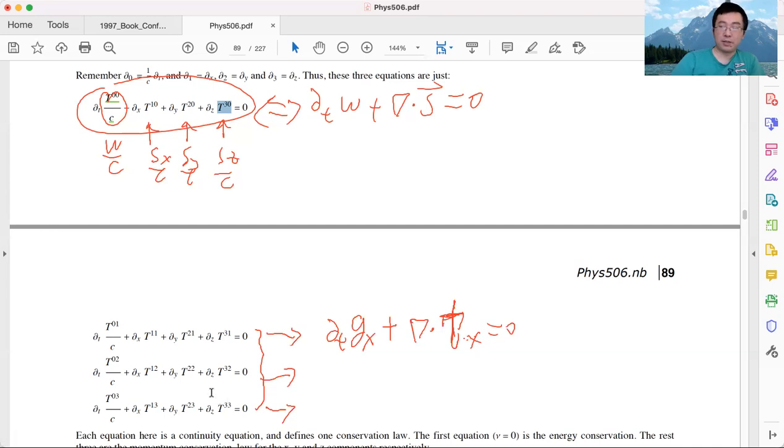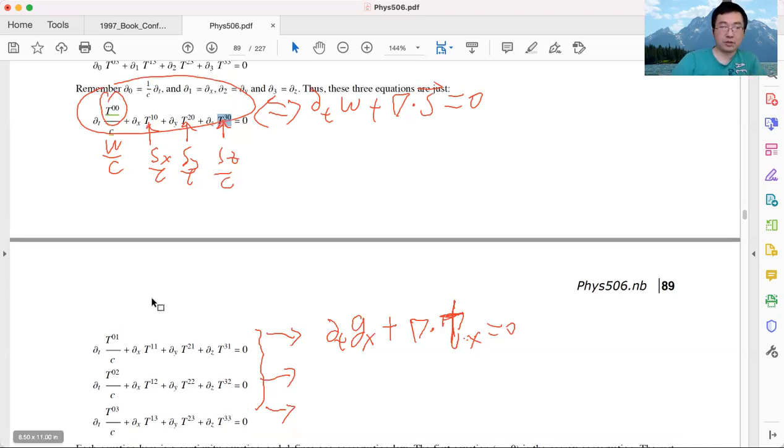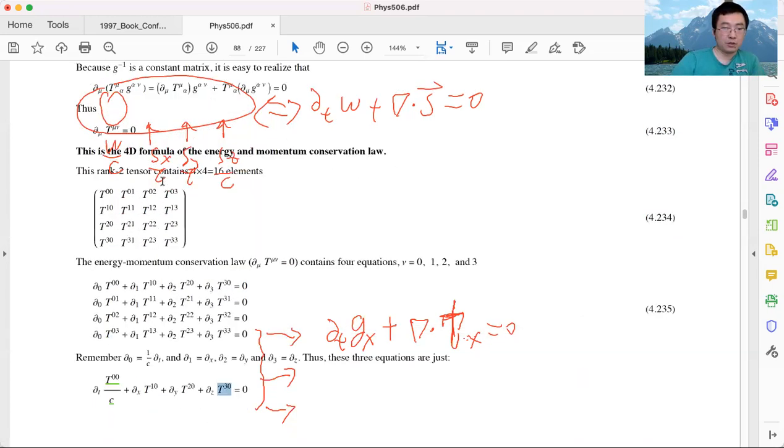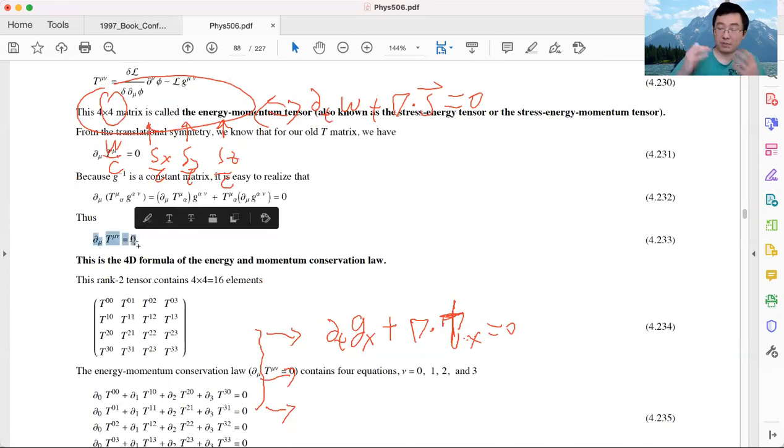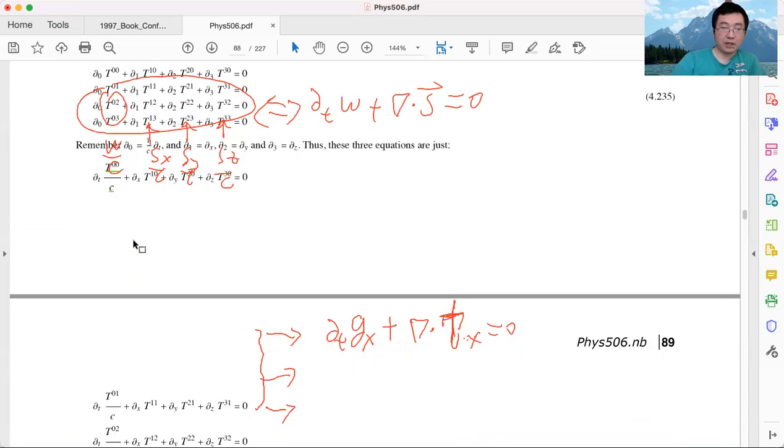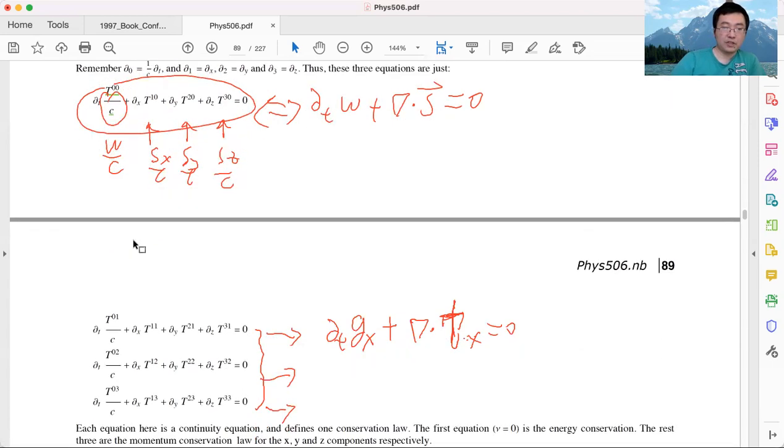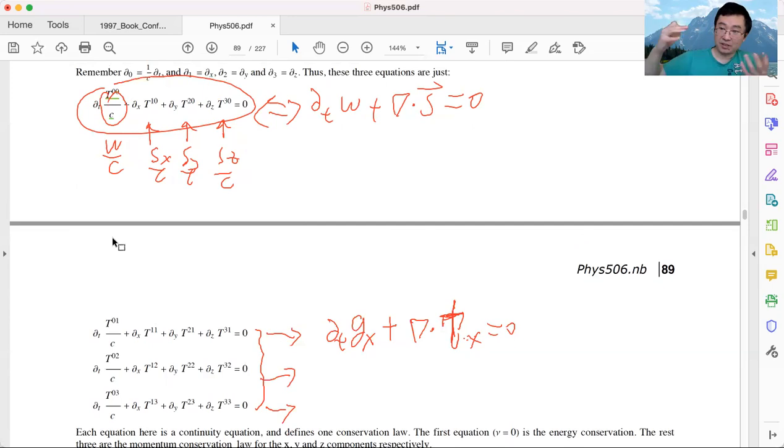Okay, so the bottom line, this 4-dimensional formula we have here gives me the 4-dimensional energy and momentum conservation law. In this 4D formula, energy and momentum conservation are not independent conservation laws. It is one part. It is one 4-dimensional conservation law. The first component gives me energy conservation, and the remaining 3 components give me momentum conservation.